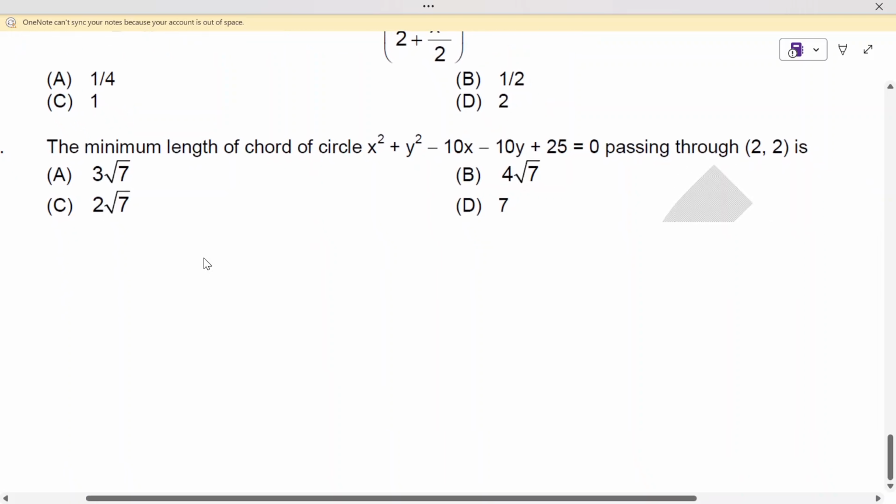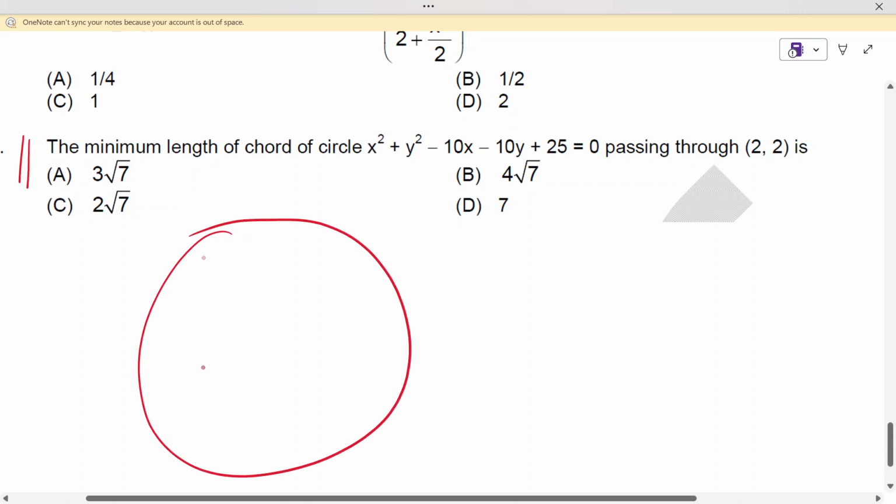Let us read this question first. The minimum length of the chord. So we have a circle out there. Fine.